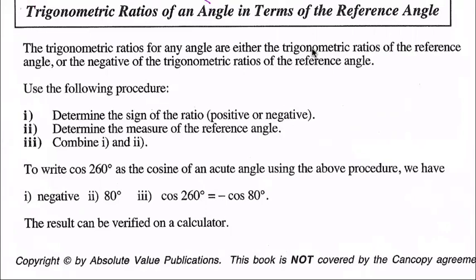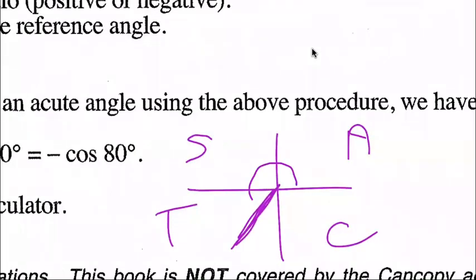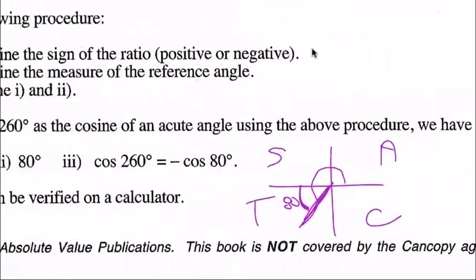So first of all, 260 degrees. In my head, I'm thinking, well, 260 degrees is going to finish in quadrant 3 somewhere. CAST. I know that it's going to have to be negative. So if this is 260 degrees, what is this reference angle? This reference angle is going to be 80 degrees. So cosine of 260 degrees is equal to negative cosine of 80 degrees, because that's the reference angle, and it has to be negative because that's the quadrant it's in. Okay, so that's what we need to be able to determine.